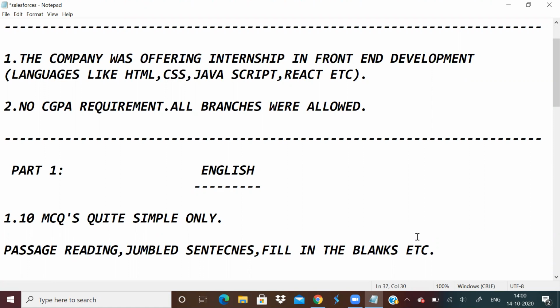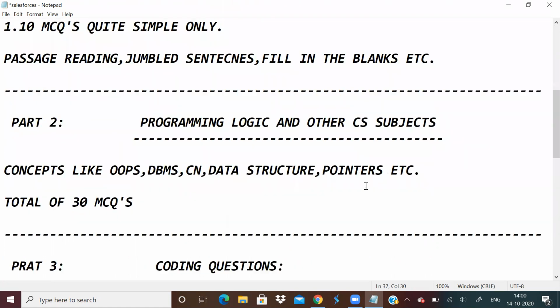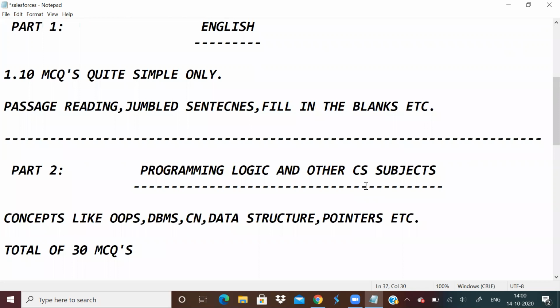If you have done decent English in 10th, 12th standard, then it is easy. Otherwise, if you have not done it properly, it will be difficult for you. So, whenever they ask English, I hope you can do it. So, practice that also. Next was programming logic and other CS subjects.